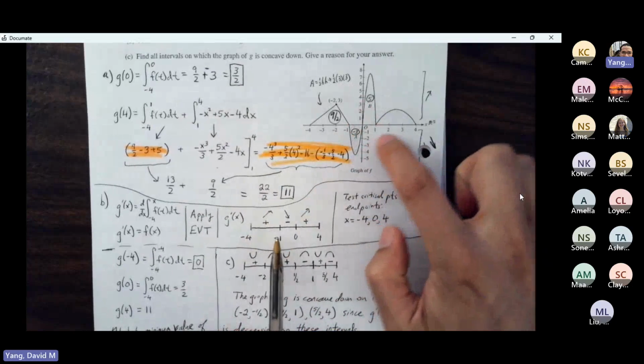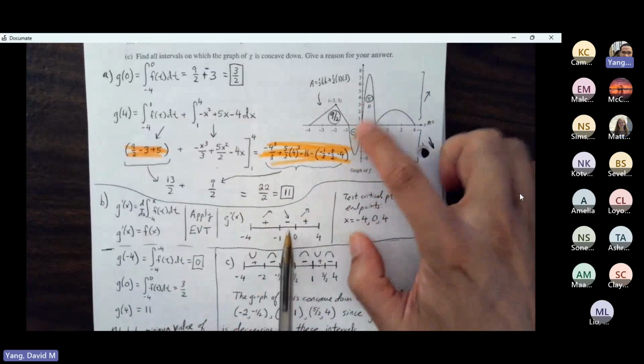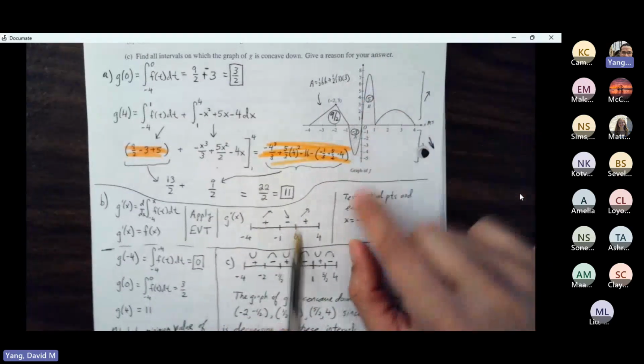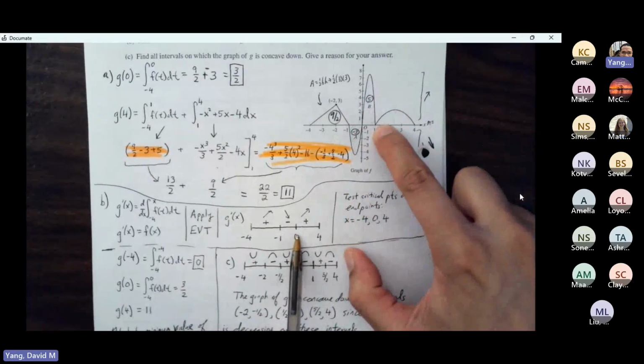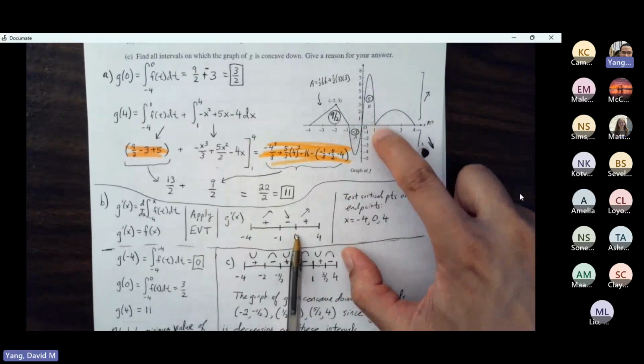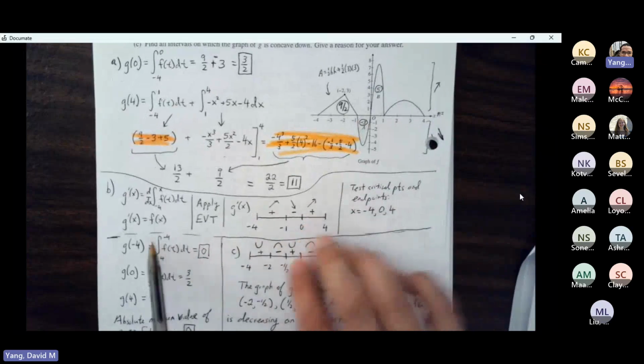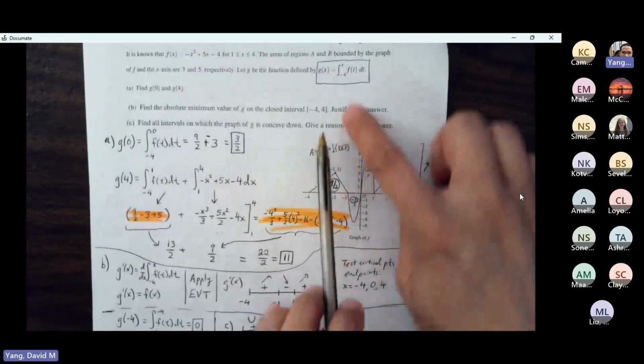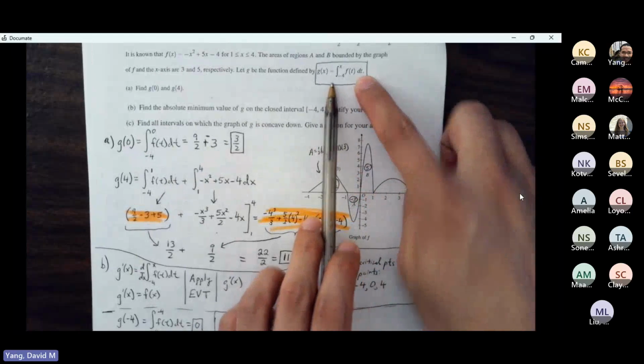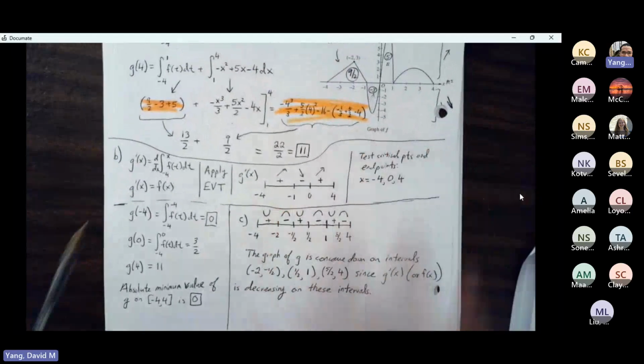Increase because it's above the x-axis, decrease below the x-axis, and then the rest is increase from 0 all the way to 4. Even though it hits a 0 here, it doesn't cross, so there's no relative max, relative min. So I just need to test negative 4, negative 1, 0, and 4, and they all get inserted into this formula here, and I just have to compare the y values.